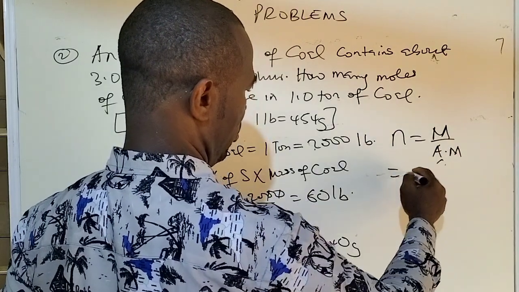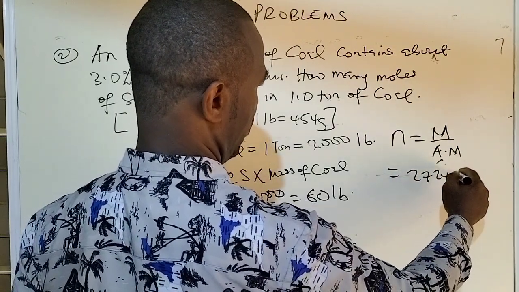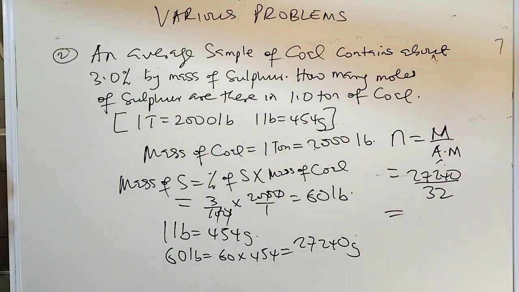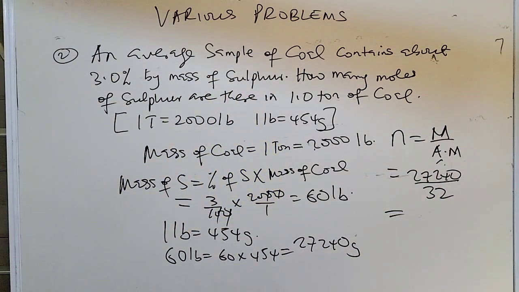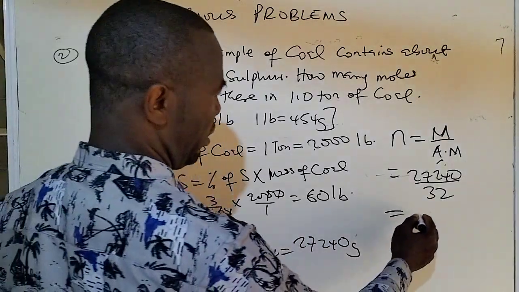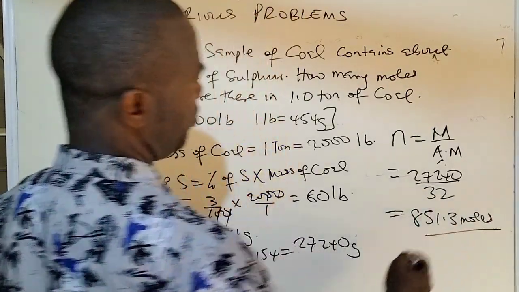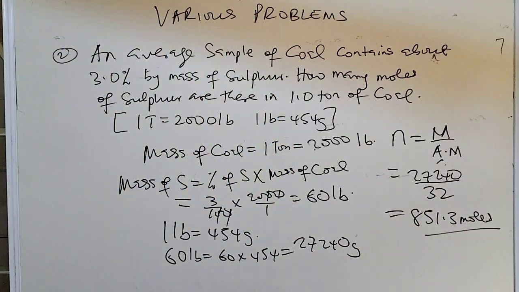So having done that, the number of moles of sulfur is mass over atomic mass, which is going to be 27,240 over the atomic mass of sulfur, which is approximately 32. So when we solve, we'll have our final answer, which is 851.3 moles of sulfur present in 1 ton of coal. We'll go to the next question.